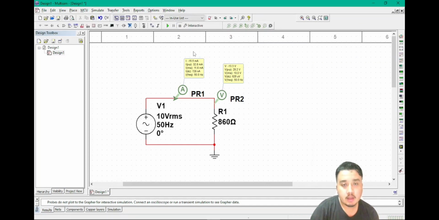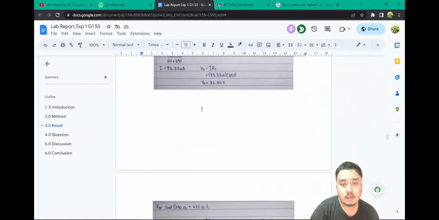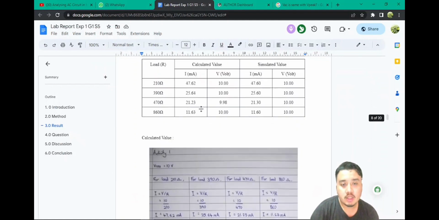Okay, these are all the results stated here, and the results that we need to put in the table are here, the IRMS and also VRMS. This is how we simulate all the circuits for the 3 activities. Then we go through all the results from the table.